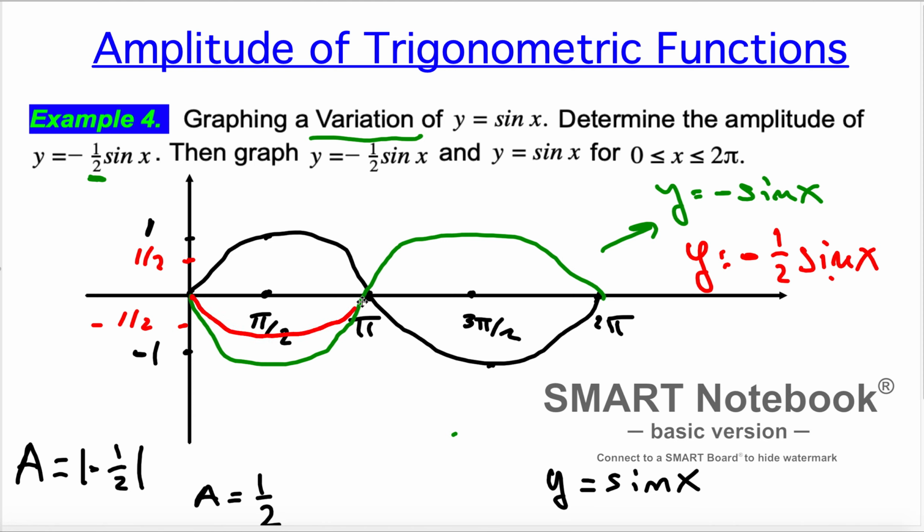Okay, but the period is the same period, just the amplitude changes. Just the amplitude changes. And this red function is this function. The graph of the function y is equal to minus 1.5 sine x is the red one.